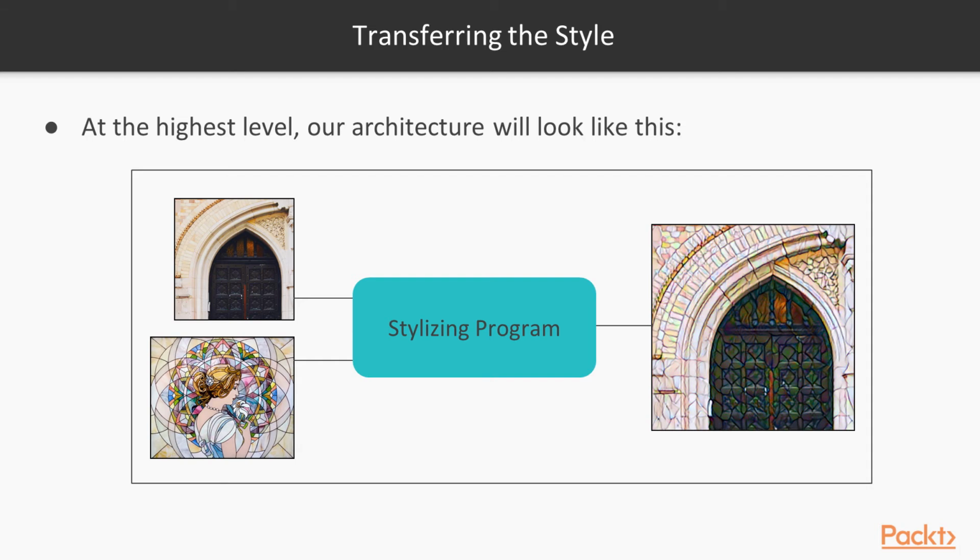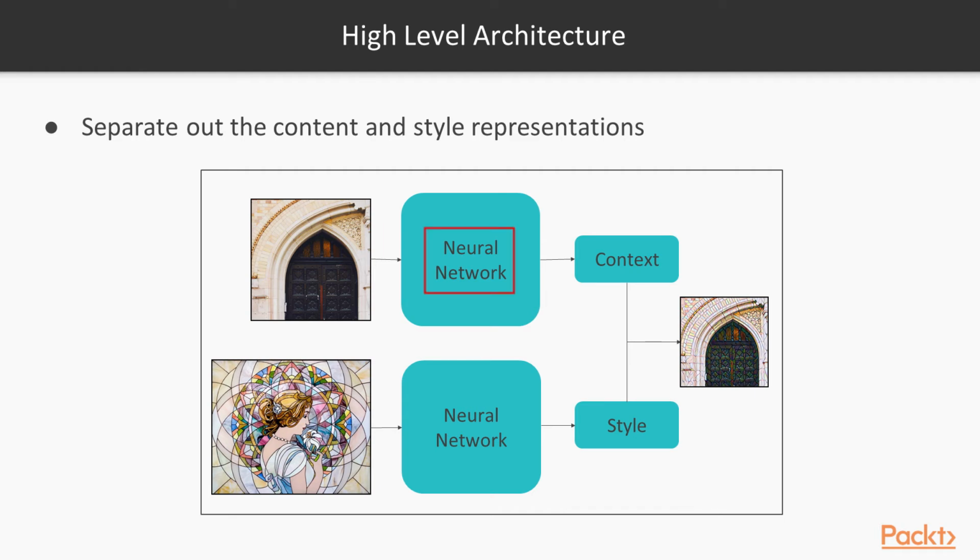At a high level, our structure will look like this, where we have a stylizing program that takes an image of a door and an image of a mosaic. So the content image, we're going to call it, is the door, and the styling image is the mosaic here. And somehow we're going to combine the two. We're going to have a neural network that's going to extract content features and combine those with style features from the neural network of another image.